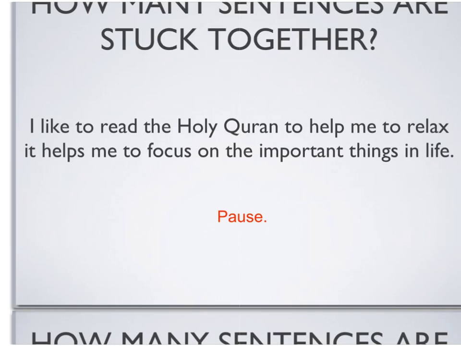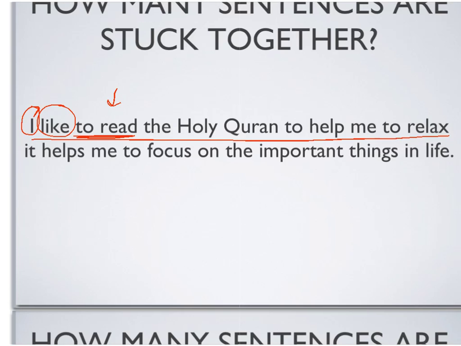Pause the video while you count the sentences. I see two sentences here. The first sentence, I like to read the Holy Quran to help me to relax, has a subject and a verb. This is a verb, but it's an infinitive. It doesn't take a subject. The same goes for this one. It's an infinitive verb and another infinitive verb. They don't have subjects, so they're not separate sentences. The second sentence starts with a subject here. Here's the verb. Here's another infinitive verb with no subject, so that's one complete sentence.